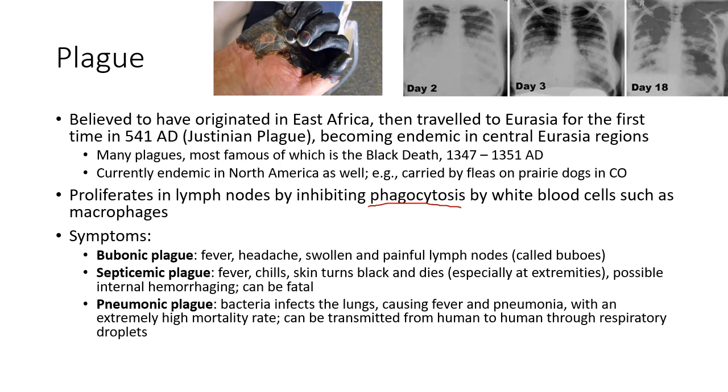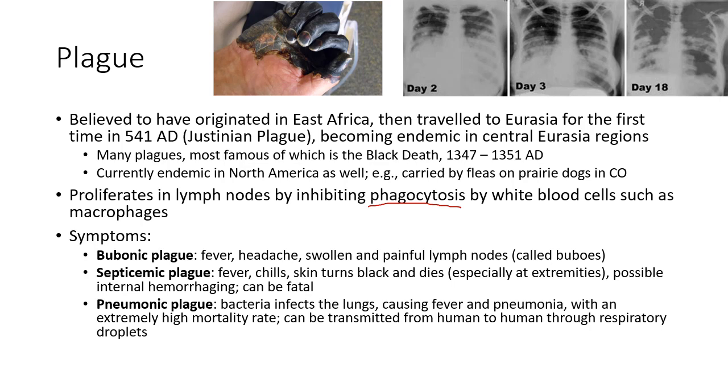And then finally is pneumonic plague, and that's where the bacteria is going to get into the lungs, and it's going to cause fever and pneumonia, and the mortality rate is above 90%. So it's essentially a death sentence to get pneumonic plague. And it's at that point that it can be transmitted from one person to another via respiratory droplets. So that's a secondary way that plague can be transmitted, through respiratory droplets if it is infecting the lungs as pneumonic plague.